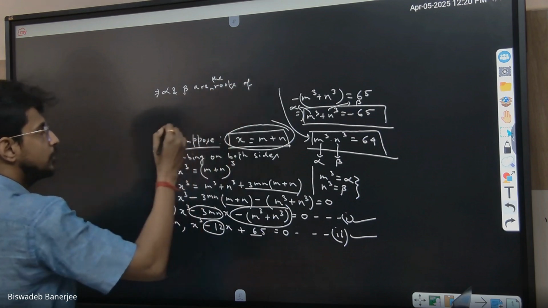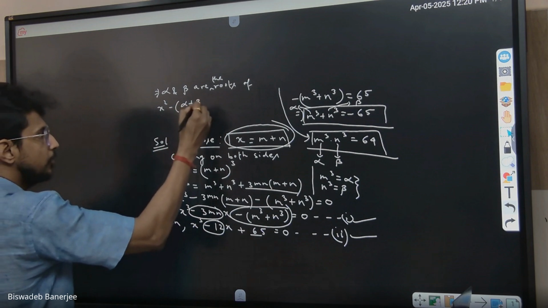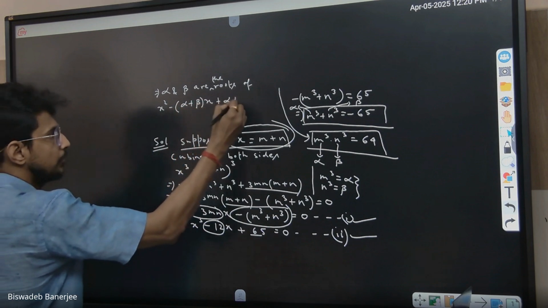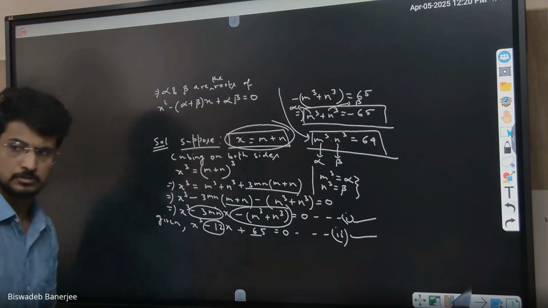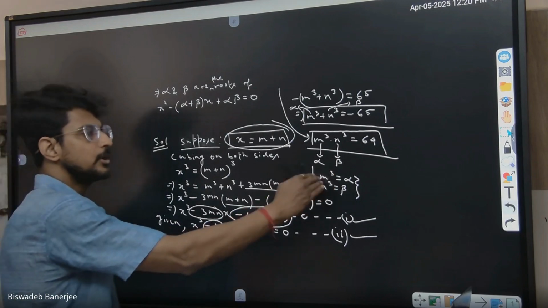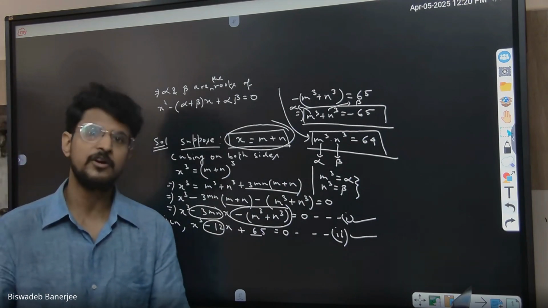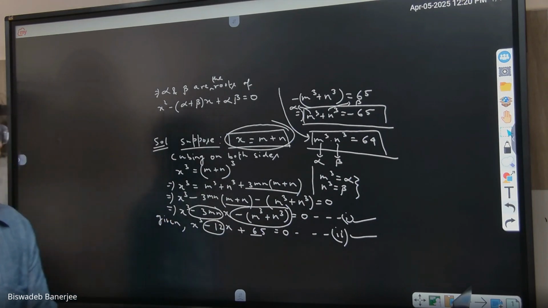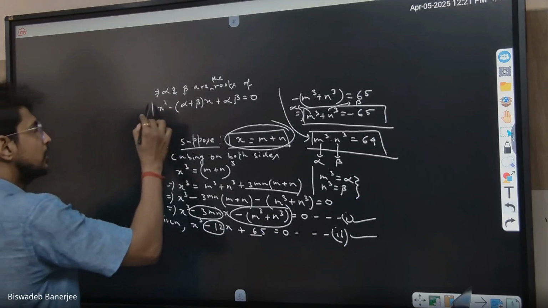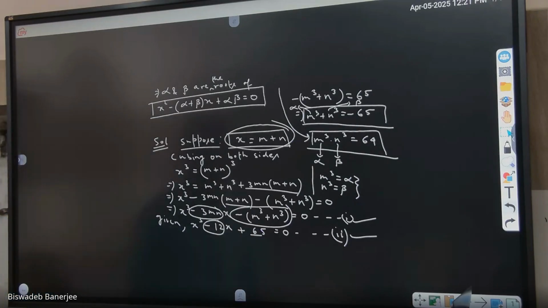Roots of what? Roots of the equation x square minus sum of the roots into x plus product of the roots equal to 0. We know this thing. If we let alpha equal to m cube and beta equal to n cube, then alpha and beta are the roots of this equation: x square minus sum of the roots into x plus product of the roots equal to 0. Right?